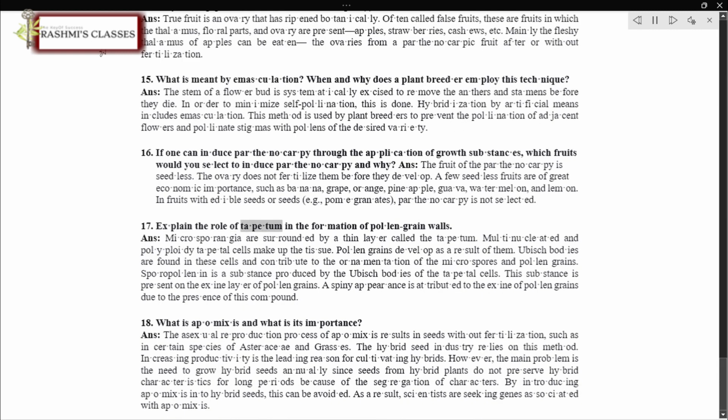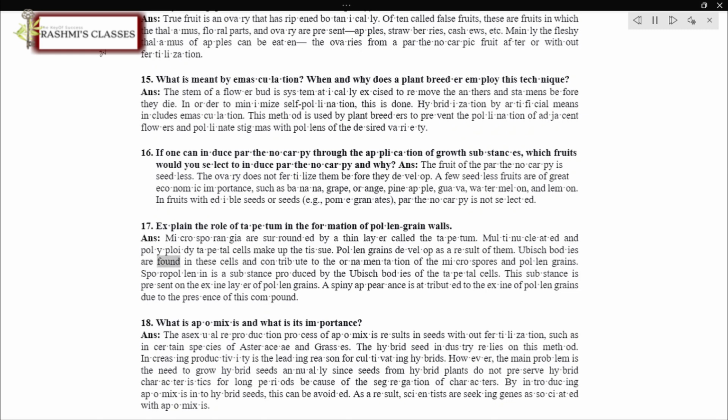Explain the role of tapetum in the formation of pollen grain walls. Ans. Microsporangia are surrounded by a thin layer called the tapetum. Multinucleated and polyploid tapetal cells make up the tissue. Pollen grains develop as a result of them.